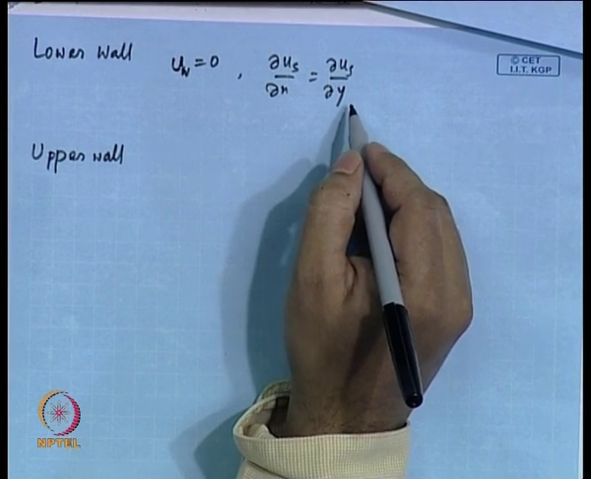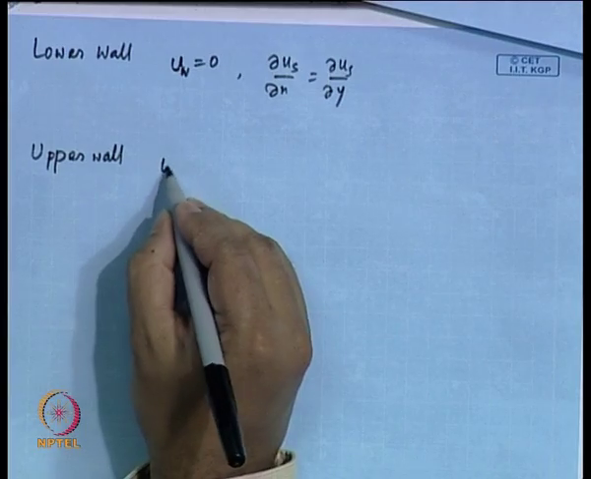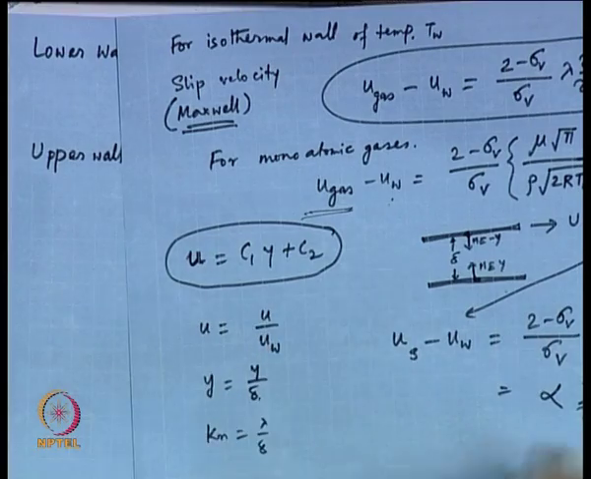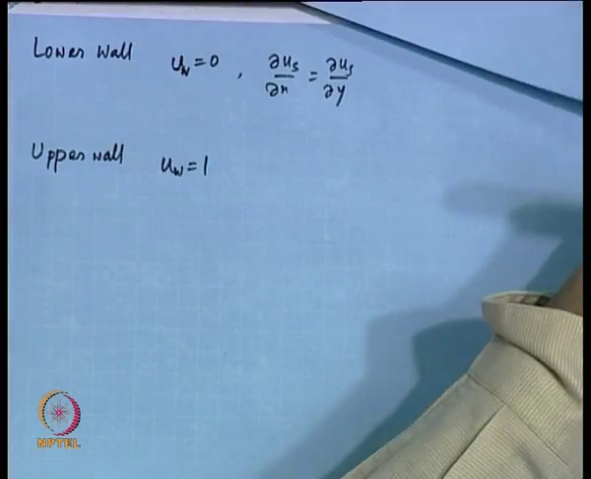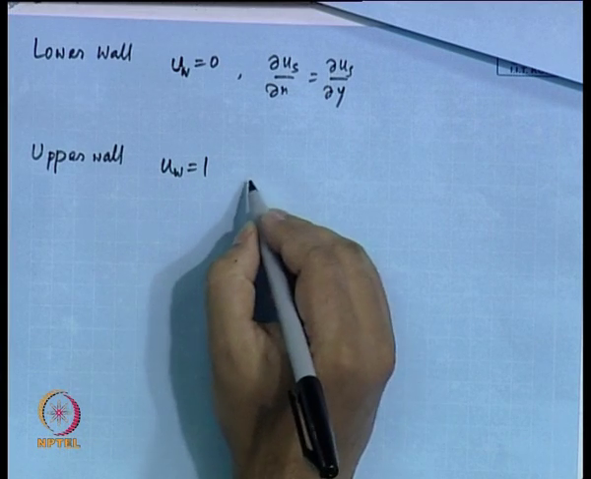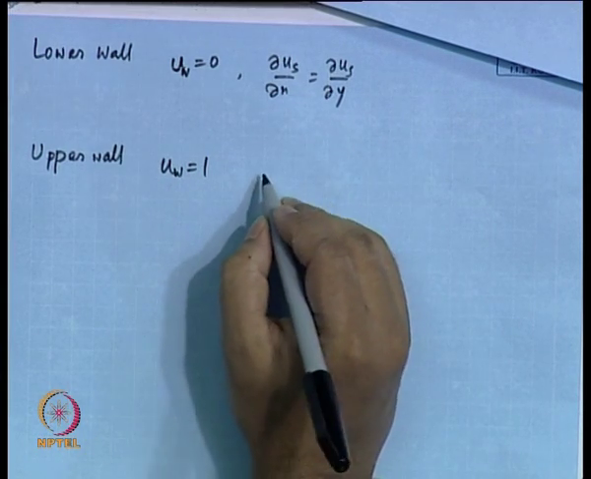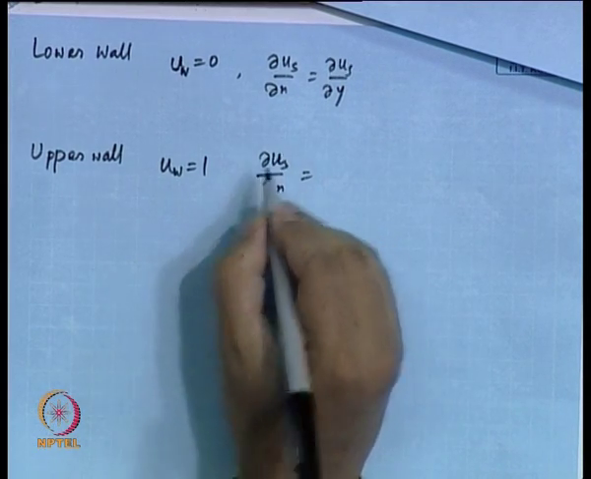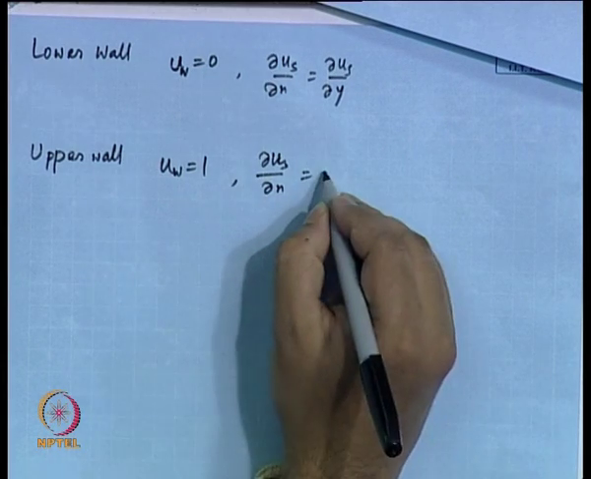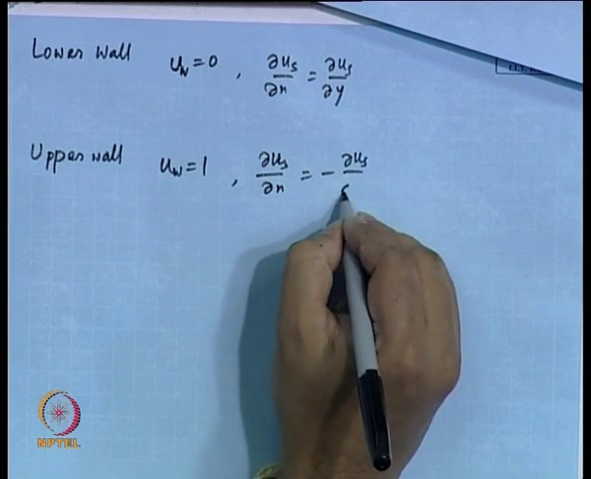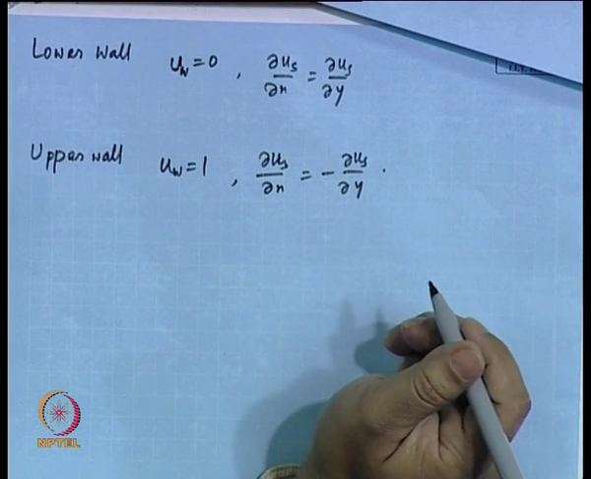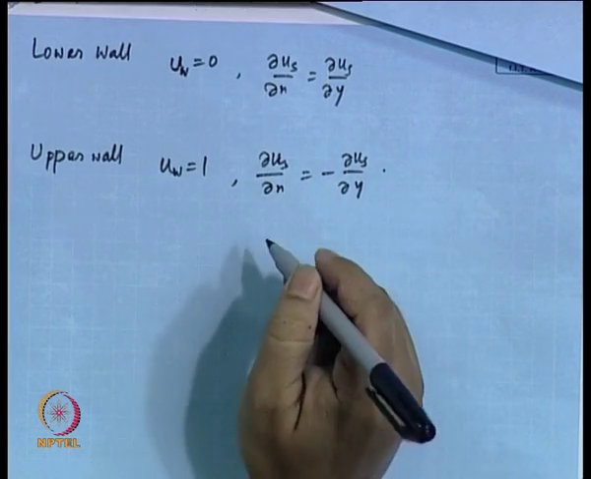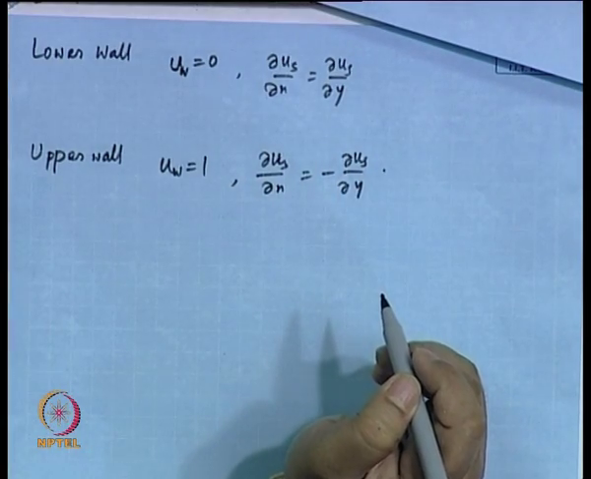All right. On the other hand, at the upper wall, you have u_w equal to 1, because what is the definition of u? U is equal to u divided by u_w. So, u_w is equal to 1, and in that case you have ∂u_s/∂n equal to minus ∂u_s/∂y. All right. So, these are the conditions, one is applicable at the lower wall and the other one at the upper wall.